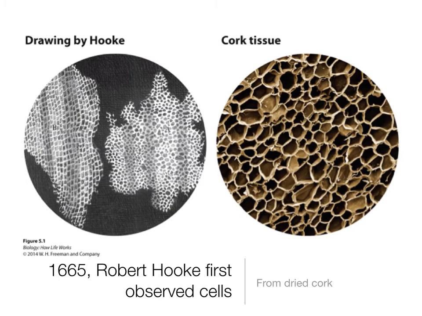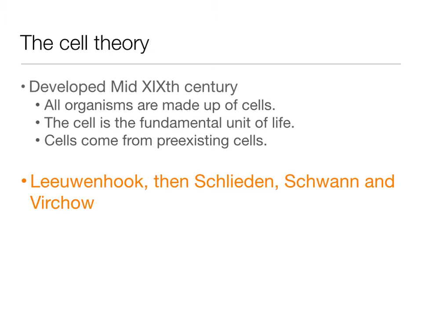A bit later, a cell theory was developed from many observations from many different researchers and with the development of microscopy. In the middle of the 19th century, this theory was established and named. It has three tenets. The first says that all living organisms are made up of cells. The second tenet says that the cell is the fundamental unit of life. And the third tenet says that cells come from pre-existing cells.